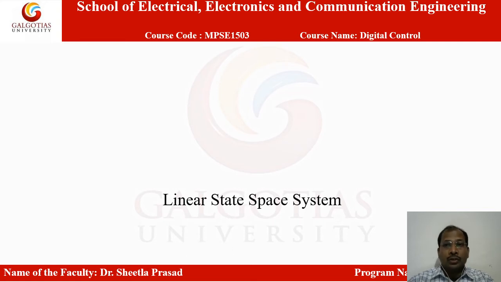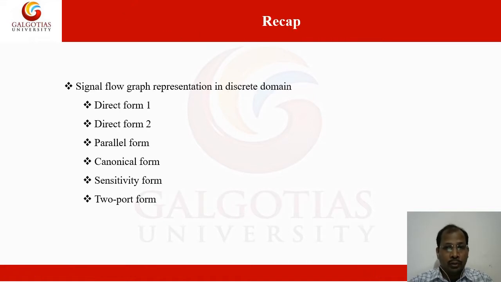Welcome back. In this lecture, we are going to discuss the linear state space system in the discrete domain. Before proceeding, we will recall the previous lecture, which was related to the signal flow graph representation in discrete form. In the previous lecture, we already discussed direct form 1, direct form 2, parallel form, canonical form, sensitivity forms and two-port network forms representation of the signal flow graphs.